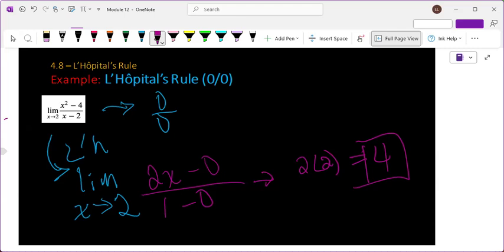So we first have to check that we got an indeterminate form. Once we see that it's a 0 over 0 or infinity over infinity, then take the derivative of the top, take the derivative of the bottom, two separate things. And now look at that new limit. Whatever that answer is, it's the same as the answer to the first one.